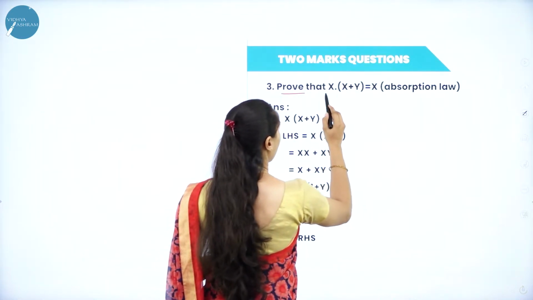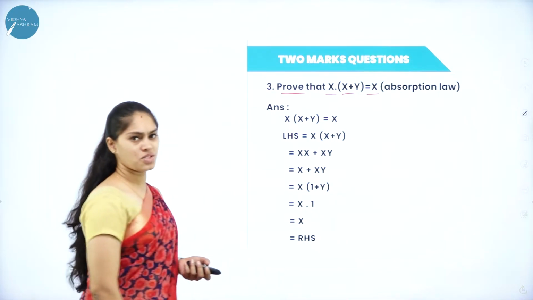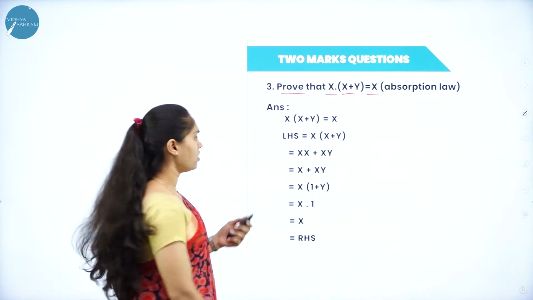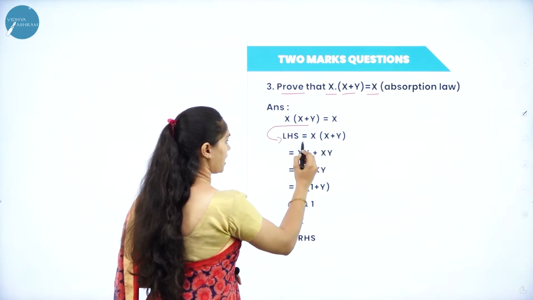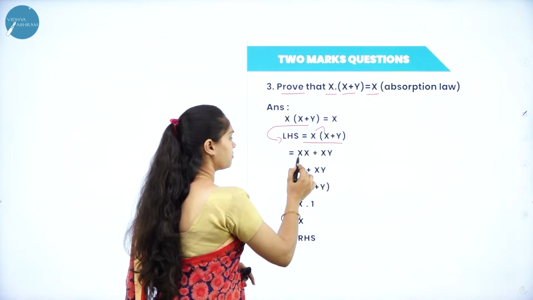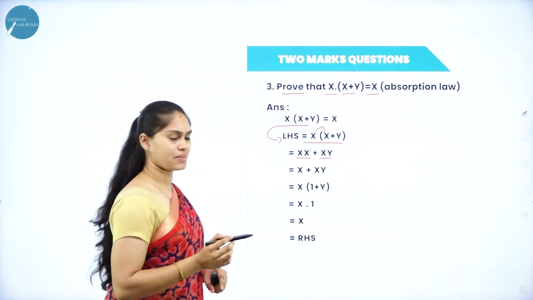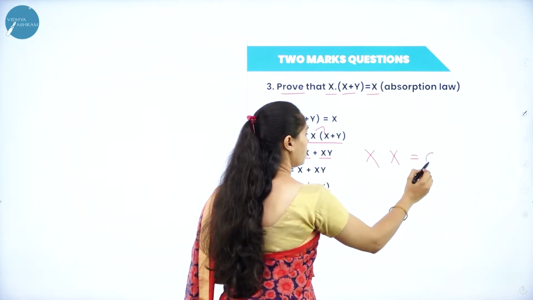Prove that x into x plus y is equal to x, which is also related to the absorption law. Let me consider the LHS here. LHS is equal to x into x plus y. Let me multiply: x into x will be x dot x, plus x into y, that is xy. We already know that x into x will be equal to x only.